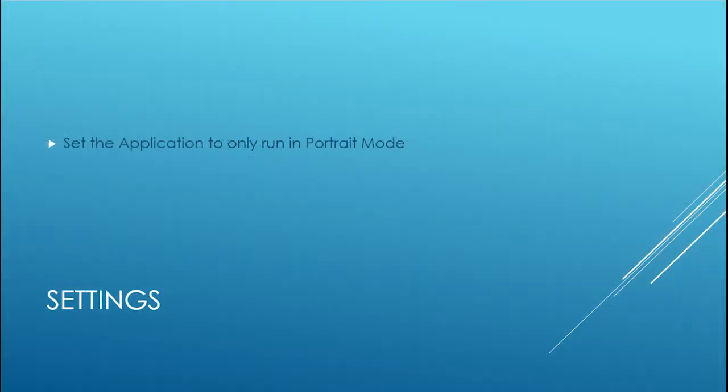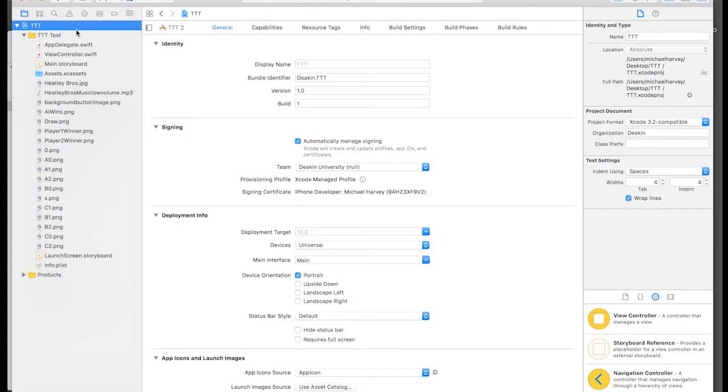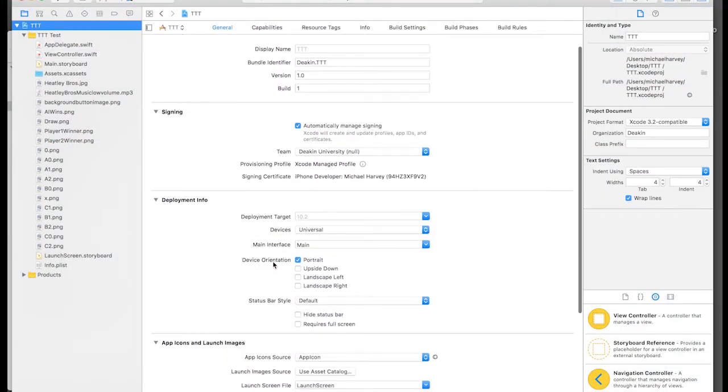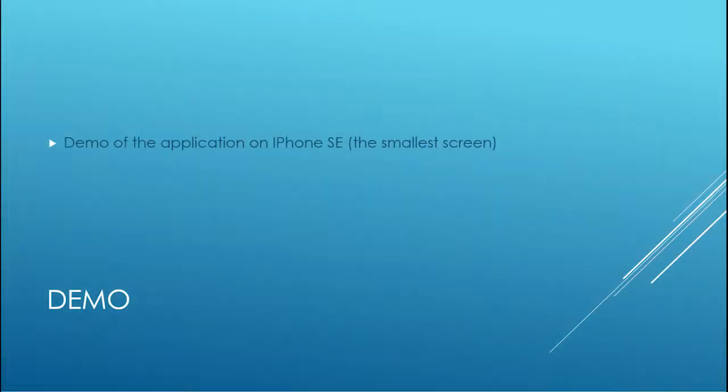Setting the application into portrait mode only allows for me to have enough space for the buttons and views to show correctly. Demoing the application in iPhone SE allows me to show the smallest screen.